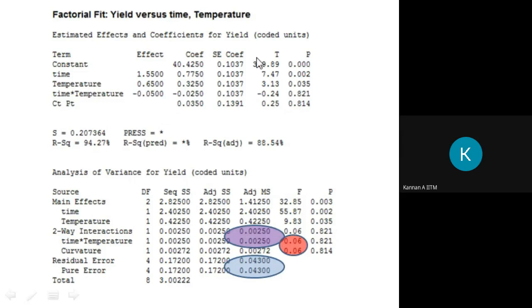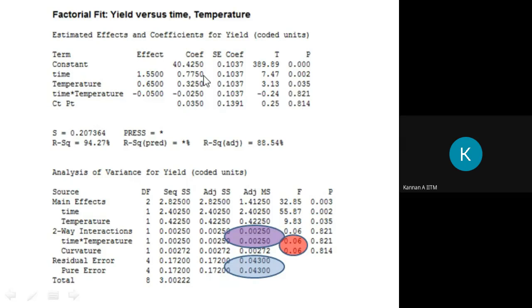So this is a design Minitab output. You can see the p-value. What was our null hypothesis? Our null hypothesis was that the coefficient of time was 0, the coefficient for temperature was 0, and the coefficient for time into temperature was 0. That was our initial hypothesis. The model is useless. It is not going to be able to explain the variability in the data.